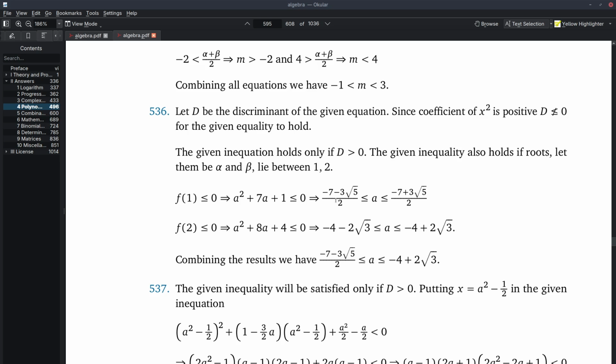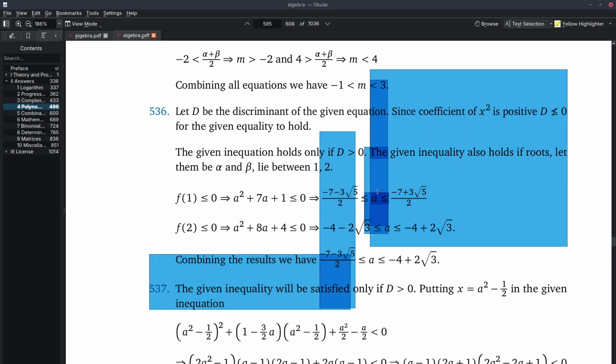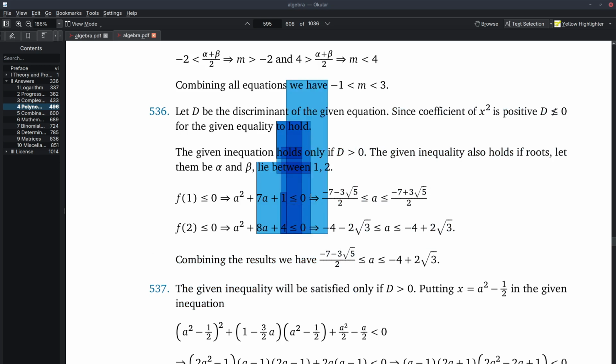That gives us this equation, and then we solve and get a range for a. And f of 2 should also be less than 0. We substitute and get a squared plus 8a plus 4 less than or equal to 0. We get another range for a. So we have two ranges, we combine them and we get this result. Alright, very easy question.